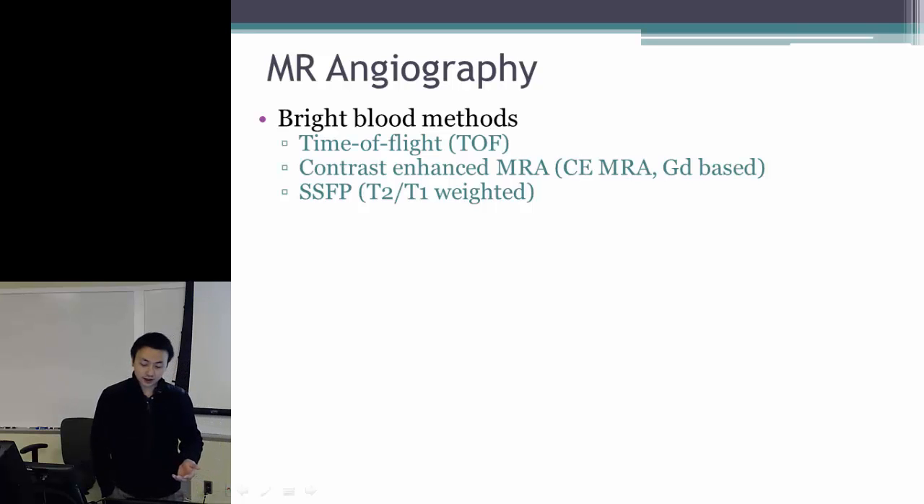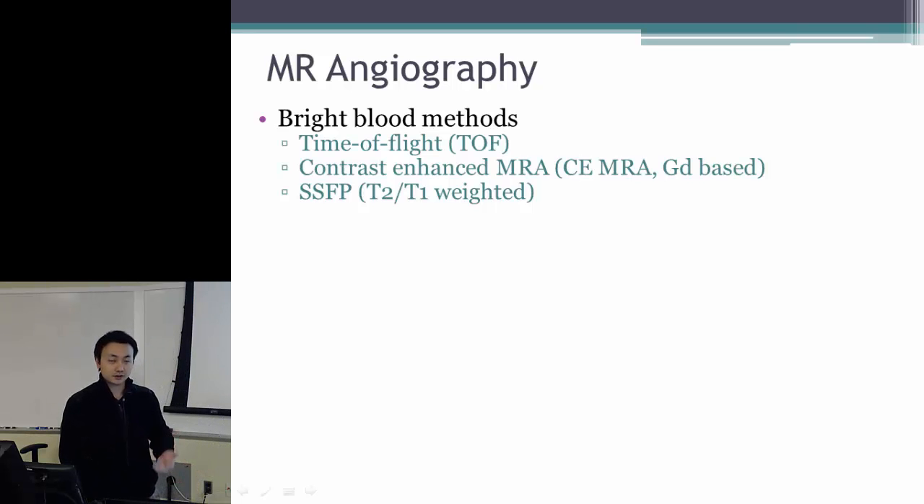So there are many different acquisition techniques that can be used to do angiography in MRI. So we can divide them roughly into several categories. The first category is the bright blood methods. So the bright blood methods means that the arteries will appear bright with high signal in the MRI images.